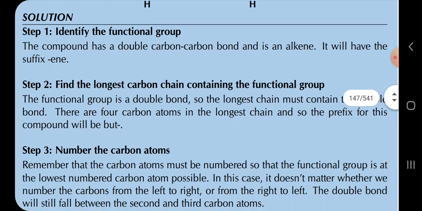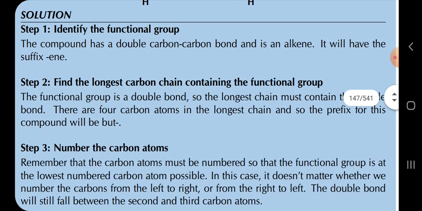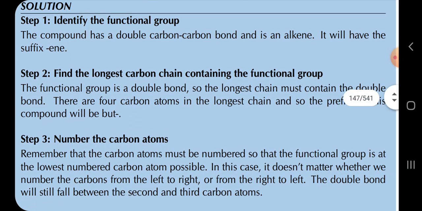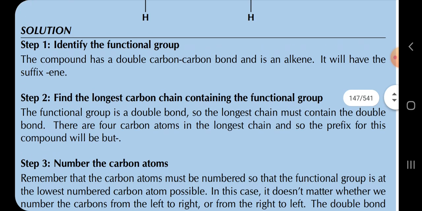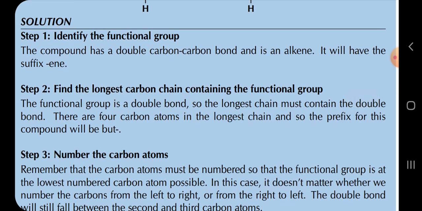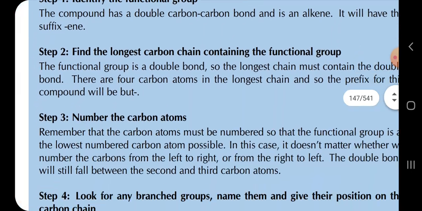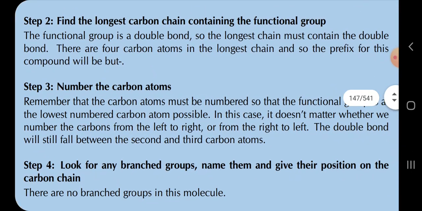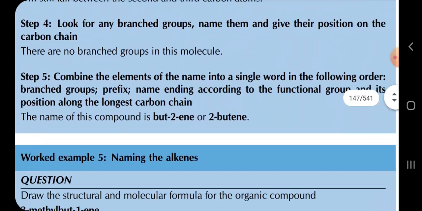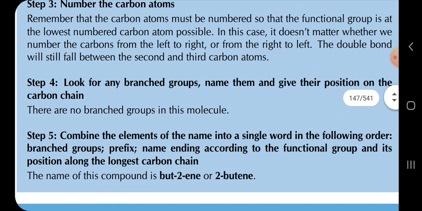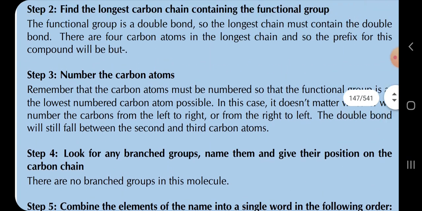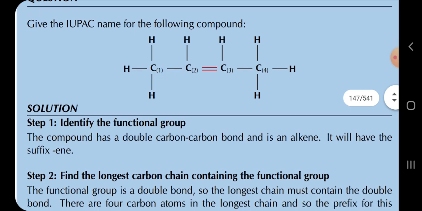Number 1, you identify the functional group. The functional group is the carbon-carbon double bond, and then find the longest carbon chain containing the functional group. The functional group is a double bond, so the longest chain must contain the double bond. There are 4 carbon atoms in the longest chain: 1, 2, 3, and 4. Then number the carbon chain. They have been numbered, and then look for any branched groups, name them, and give the position on the carbon chain. There are no branched groups here.